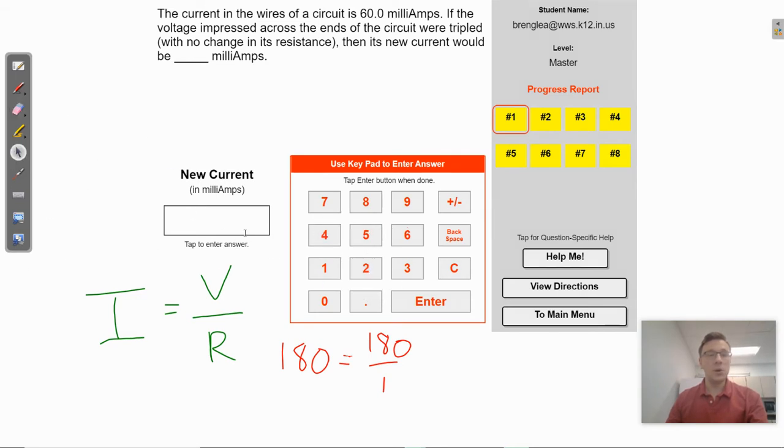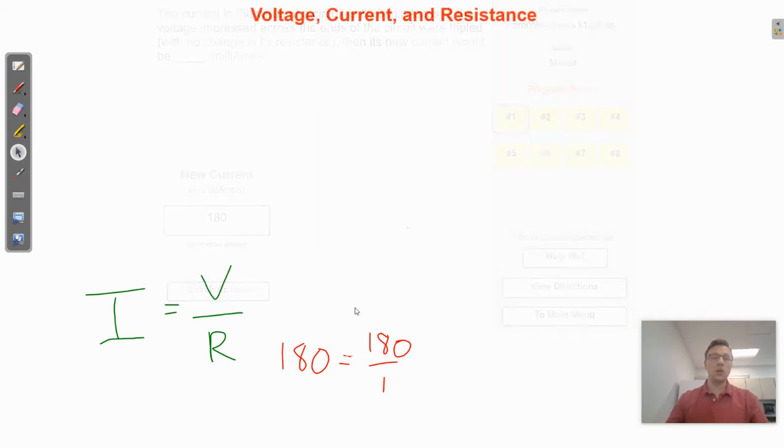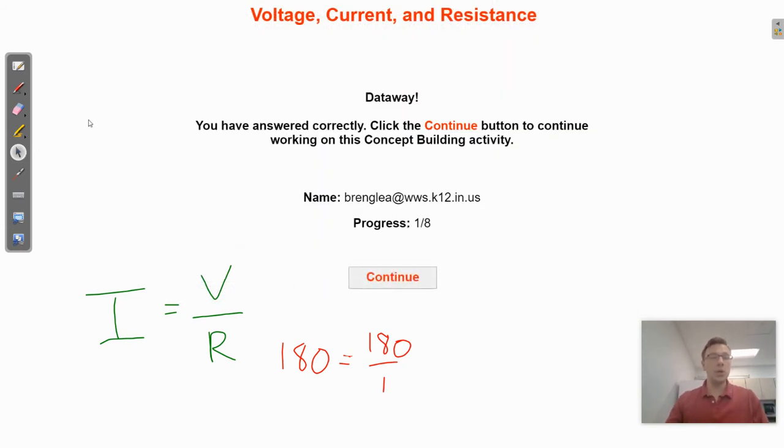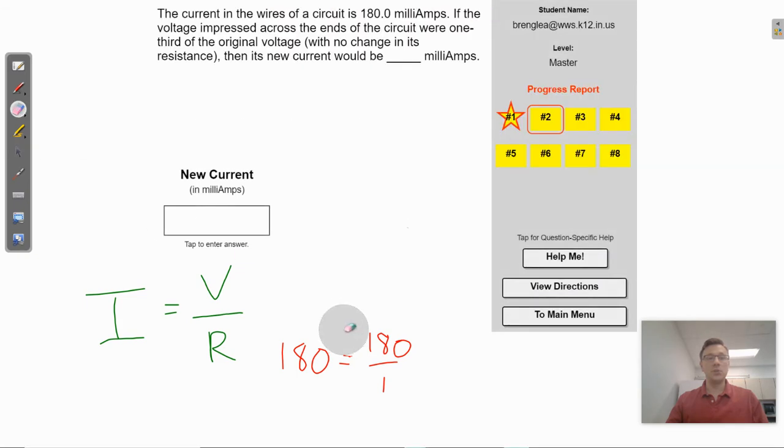So the new current is going to be 180 milliamps, and we can go ahead and check our answer, and it should be good to go. So we'll go ahead and do just a couple of these problems here, and then we will move on.